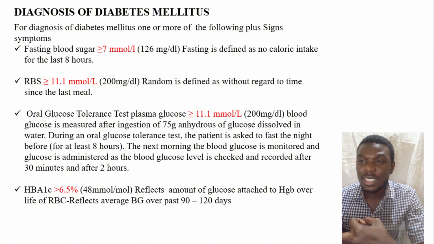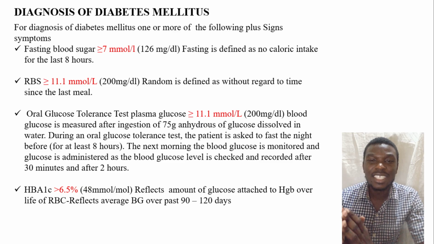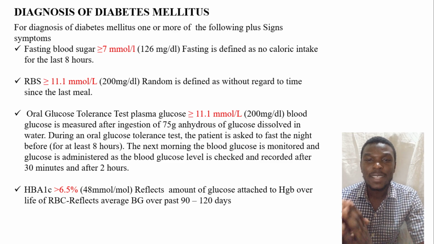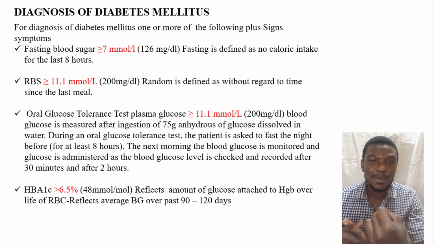During an oral glucose test, the patient is asked to fast the night before for at least 8 hours. The next morning, the blood glucose is monitored and glucose is administered, and the blood sugar level is checked and recorded after 30 minutes and after 2 hours. So in this case, you let the patient fast. So you can do this in the morning, because you know that the patient will not eat anything at night.